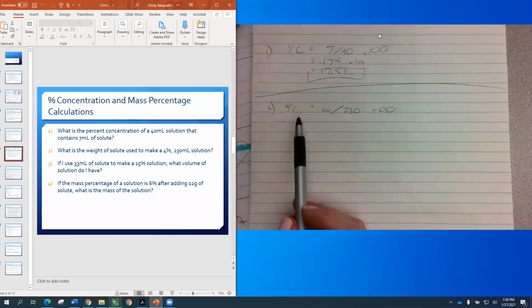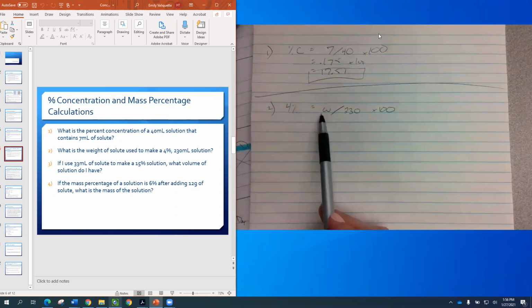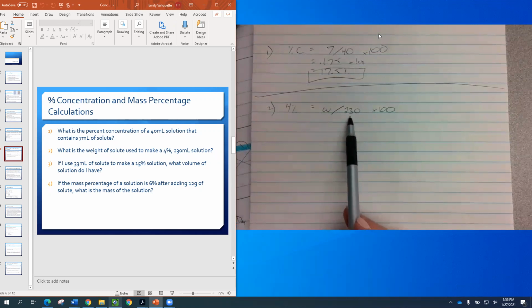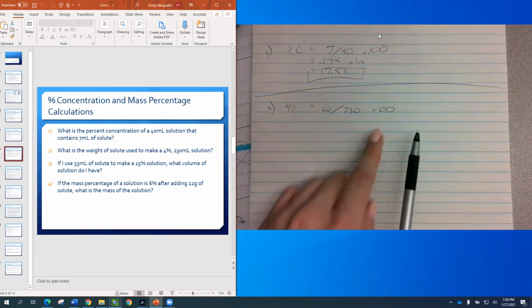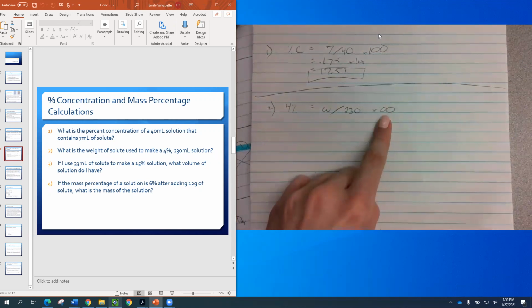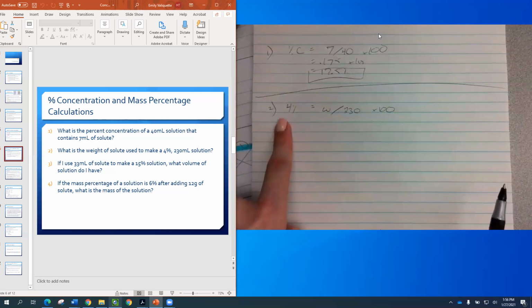Okay, for the next question, we're given our percent concentration, which is 4%, and we're asked to find the weight of the solute. We're also told that the volume of solution is 230. So I plug it into my equation. I, of course, have my times 100 here. Our very first step when we're doing this is to move the 100. We're trying to isolate the W, that's what we're trying to solve for, so we need to get it by itself, which means moving everything else away from it.